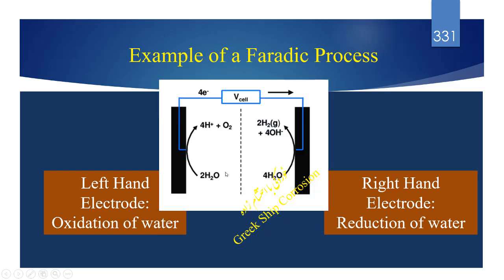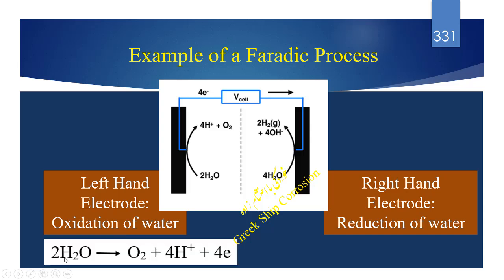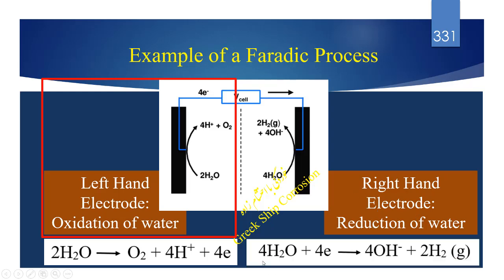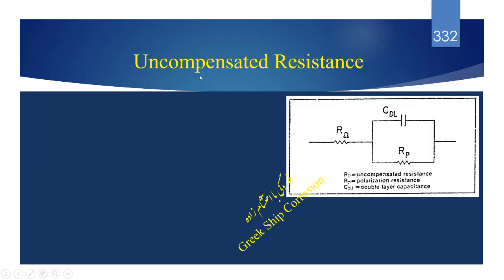In this figure, left-hand electrode shows oxidation of water: 2H2O yields O2 plus 4H+ plus 4 electrons at LHE. At right-hand electrode, reduction of water occurs: 4H2O plus 4 electrons yields 4OH- plus 2H2. Uncompensated resistance.